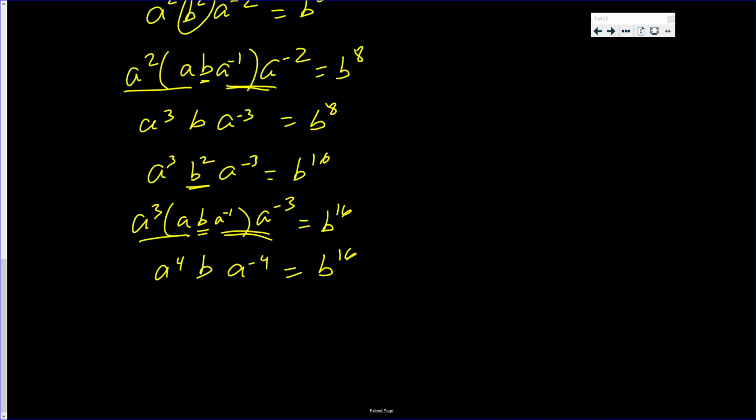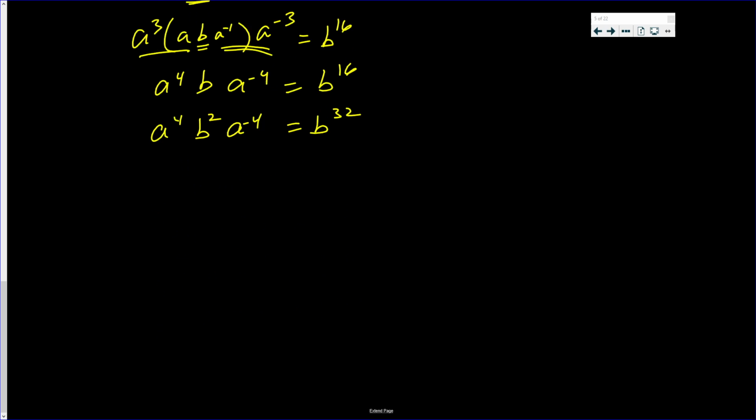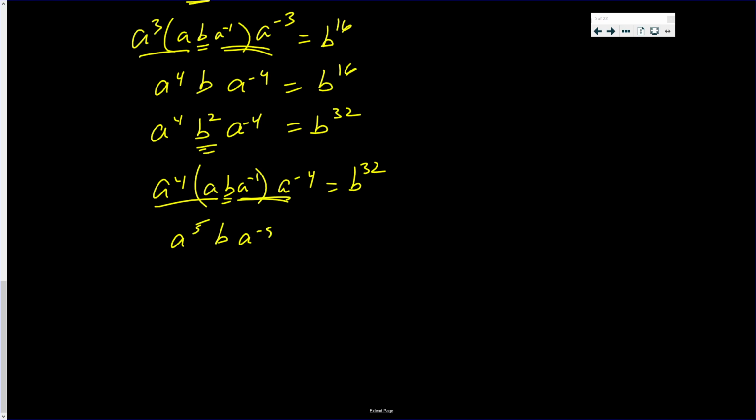I will square both sides once again. So I'll get a to the 4th b squared a to the negative 4th is equal to b to the 32. But we're almost there. Once again, I'm going to write b squared as a b a inverse. This gives me a to the 5th times b times a to the negative 5 equals b to the 32.